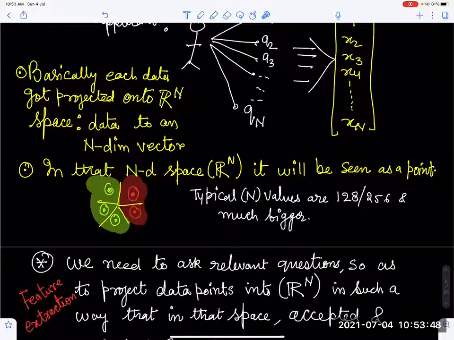We need to ask relevant questions. Suppose that I ask 128 questions, then each and every data got converted into a 128 dimensional vector. If I ask 256 questions, then each and every data got projected into a 256 dimensional vector. And whether you want to ask more questions or fewer questions depends on how complex your problem is.